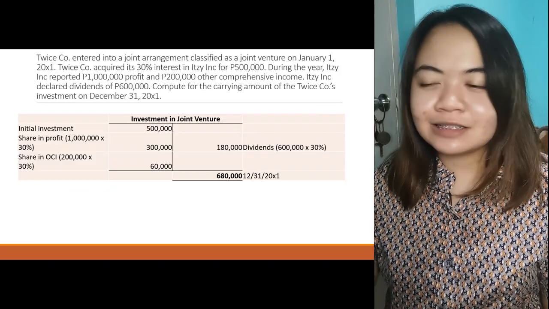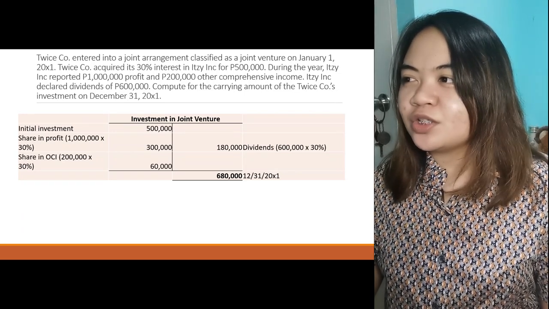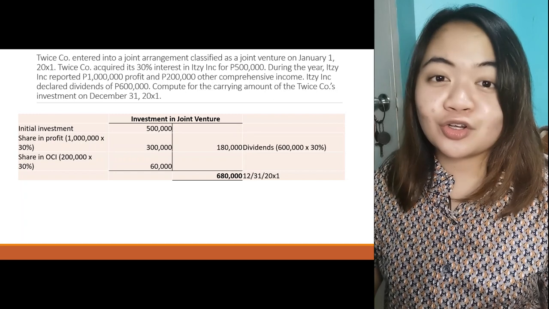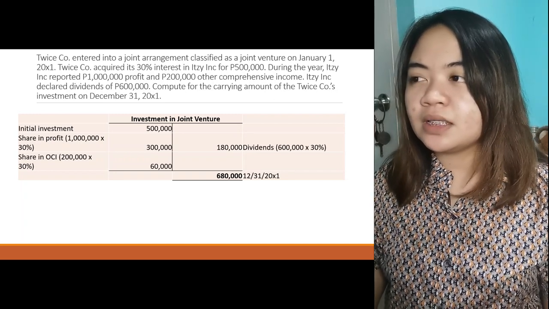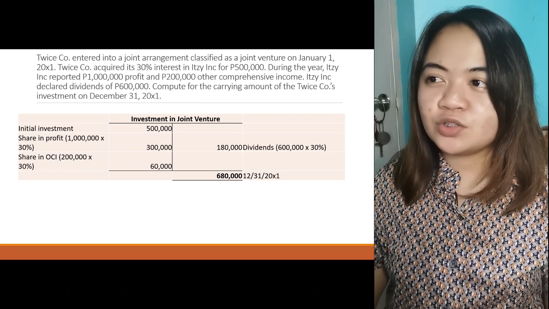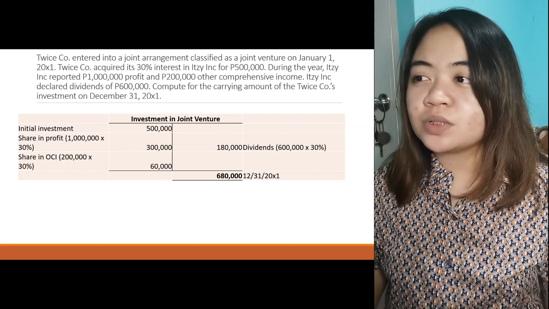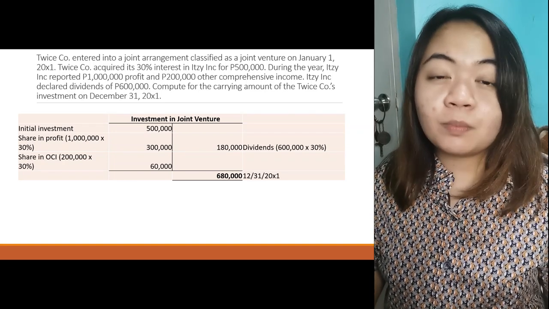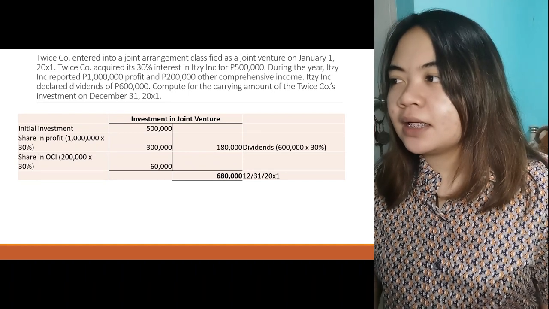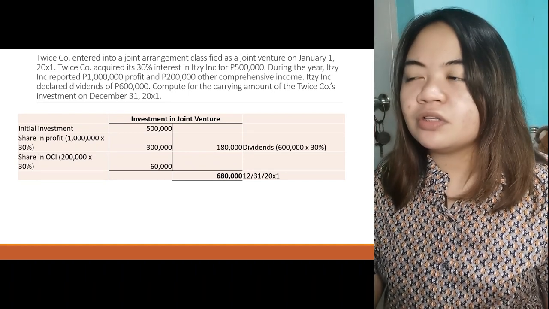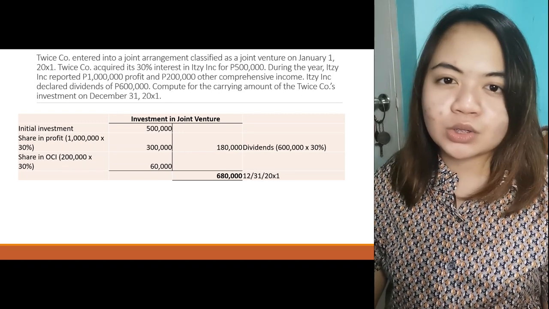Familiar na? Yes. Okay? So, let's say, Twice Co. entered into a joint arrangement classified as a joint venture on January 1, 2021. Twice Co. acquired its 30% interest in ITSI Inc. for 500,000. During the year ITSI Inc. reported 1 million profit and 200,000 OCI, a total comprehensive income of 1.2 million. Okay? ITSI Inc. declared dividends of 600,000. Compute for the carrying amount of Twice Co.'s investment on December 31, 2021.